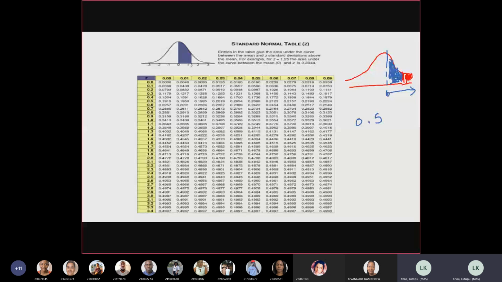Okay, so if a parent population is normal, that means it has this bell shape with a mean mu and a standard deviation sigma. So we write it like this: X is normally distributed with a mean mu and a variance sigma squared.